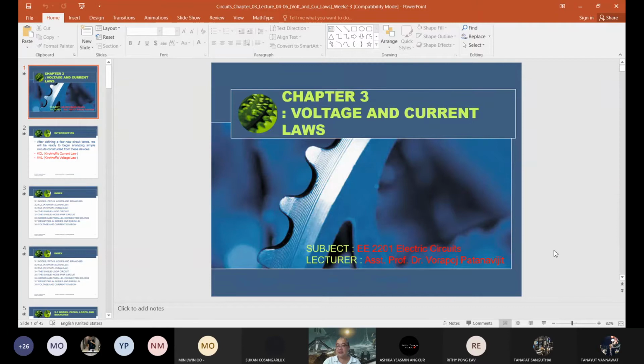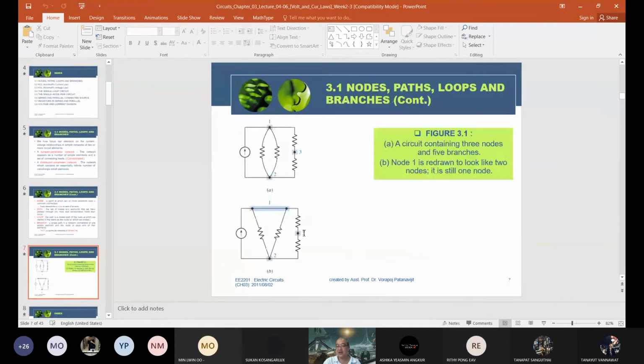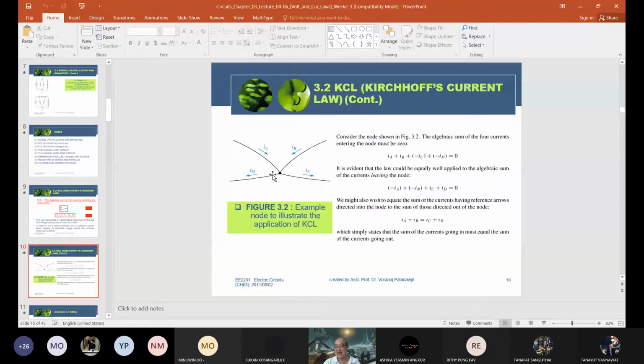Okay, next one is about the voltage and current laws. The two main laws are Kirchhoff's voltage law and Kirchhoff's current law. It teaches you how to simplify the nodes first, especially in nodal analysis. If the circuit is not clear, you must simplify it first to determine how many nodes you have, and for each node, how many branches connect to it, before you can apply KCL correctly. We apply KCL: current getting in equals current getting out.